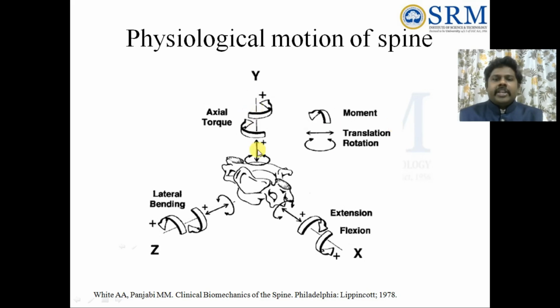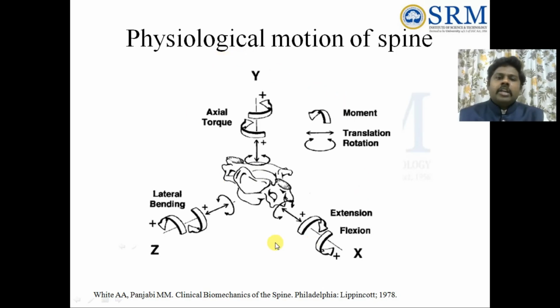So it was explained here in a detailed manner. So the vertebra is there. This is the moment, axial torque. We will call it axial torque, lateral bending, flexion and extension. If with respect to the x coordinate system it is going here, it is called flexion. If it is going in the opposite direction, that is called extension. Same thing: moment, translation and rotation. These are very important.